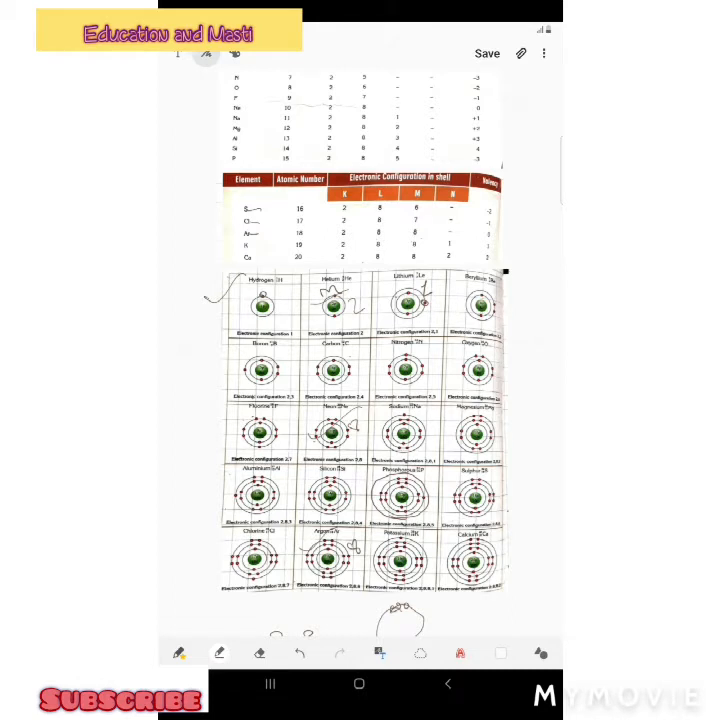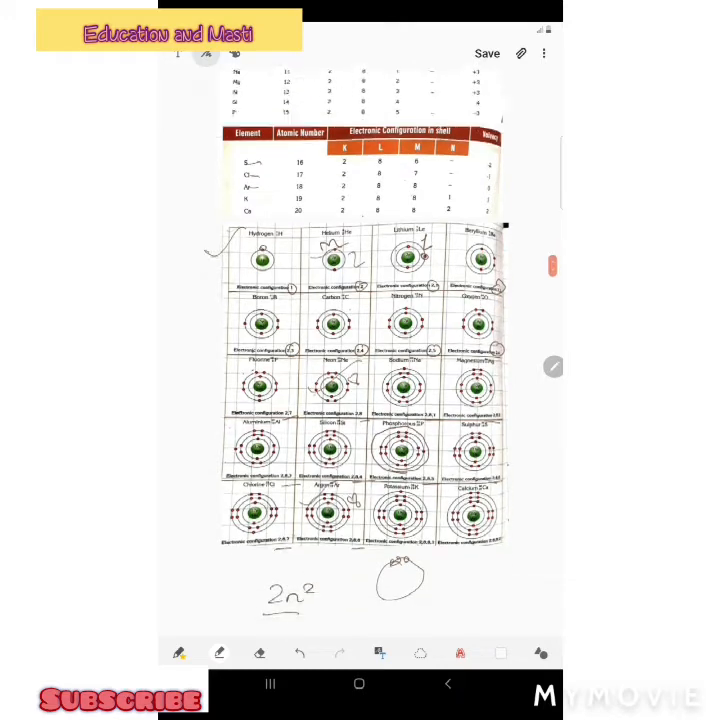Let's see the electronic configuration. Hydrogen has 1, then helium 2, then lithium 2, 1, beryllium 2, 2, then boron 2, 3. Electronic configuration of carbon is 2, 4, then nitrogen 2, 5, oxygen 2, 6, then 2, 7, 2, 8, 2, 8, 1, 2, 8, 2, 2, 8, 3, 2, 8, 4, 2, 8, 5, 2, 8, 6, 2, 8, 7, 2, 8, 8, 2, 8, 8, 1, 2, 8, 8, 2.